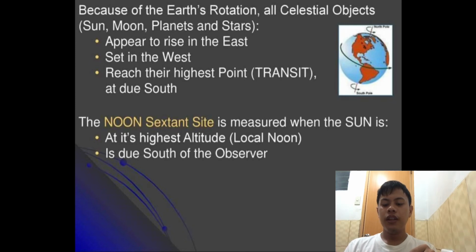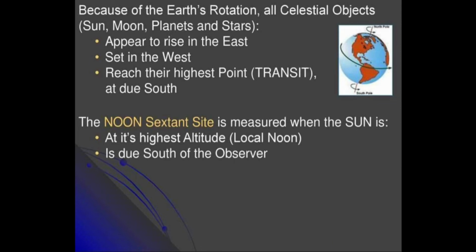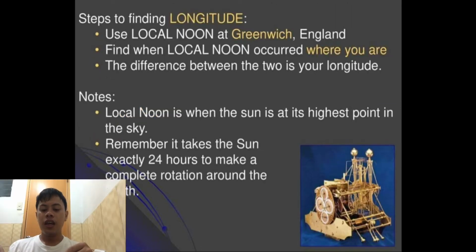Because of the Earth's rotation, all celestial objects, sun, moon, planets, and stars, appear to rise in the east, set in the west, and reach their highest point, transit, at due south. The noon sight is measured when the sun is at its highest altitude, local noon, due south of the observer. So here are the steps in finding longitude.